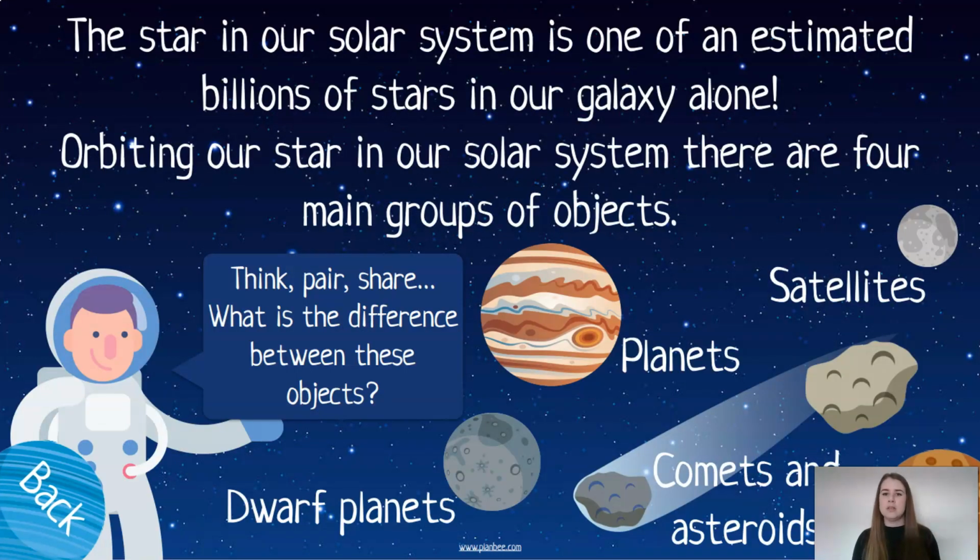Now, the star in our solar system is one of the estimated billions within our galaxy alone. So, orbiting our star in our solar system, there are four main groups of objects. So, we have planets. We have dwarf planets. We know that Pluto's a dwarf planet because he got kicked off the list. Bye-bye, Pluto. We then have satellites, and then we have comets and asteroids.